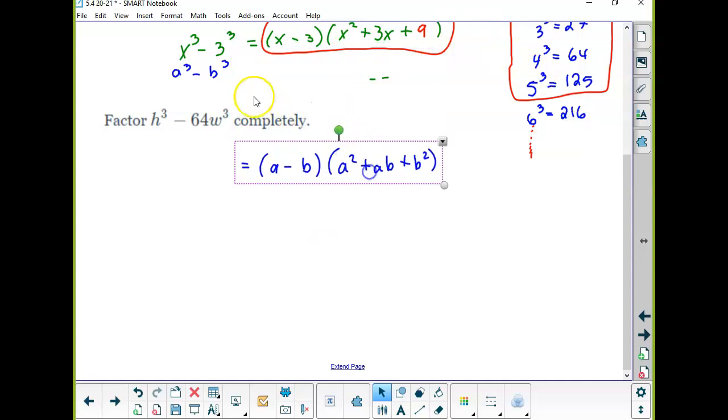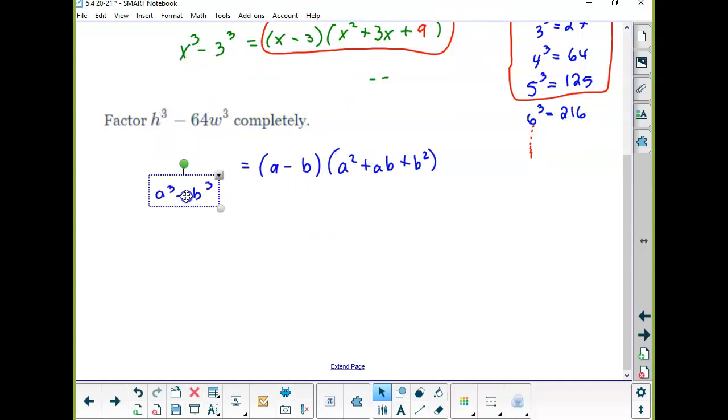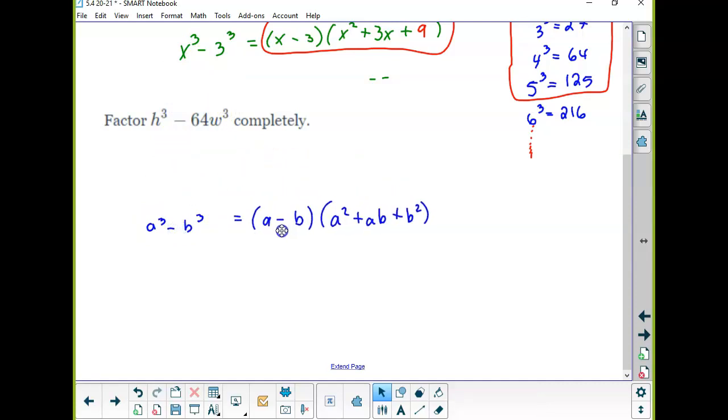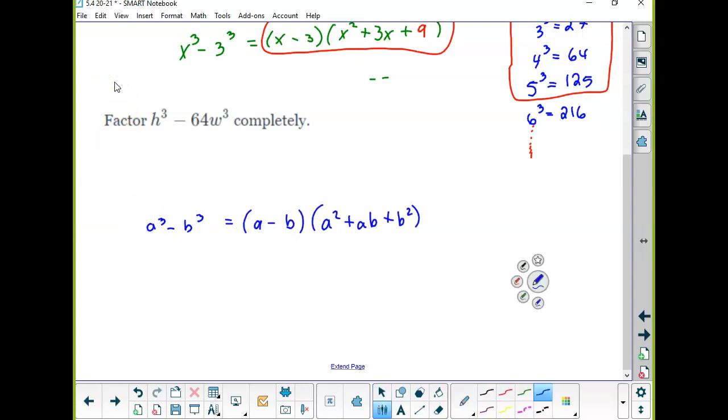I'm going to steal this right from above. That's the difference of cubes. So that's the pattern we have to find, right? So my question then is, how can I rewrite this so I know what a and b are?